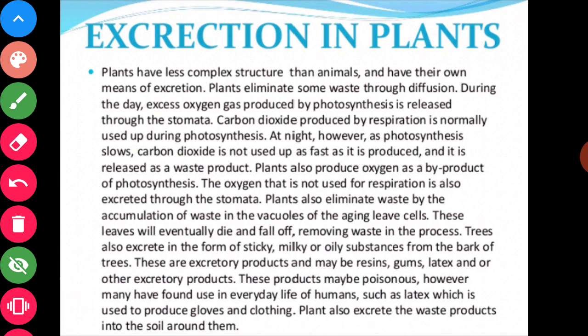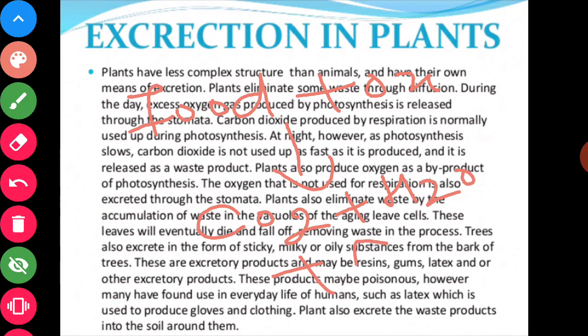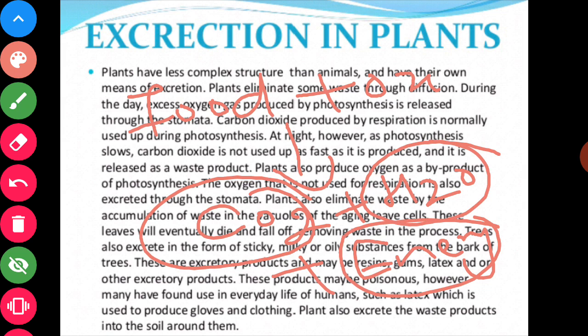The same happens during respiration. When respiration takes place in plants, the food gets broken down in the presence of oxygen, and we get carbon dioxide, water and energy. This energy is used by the plants for other physiological processes. This carbon dioxide and water are waste products for the plants, so these are excreted through the stomata.